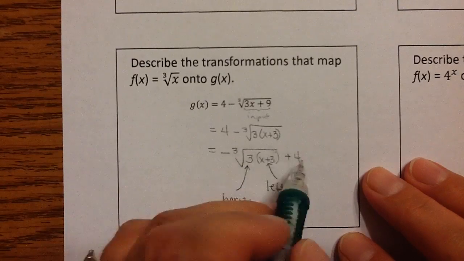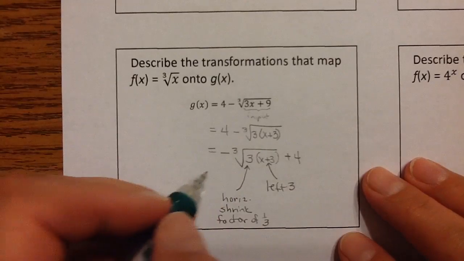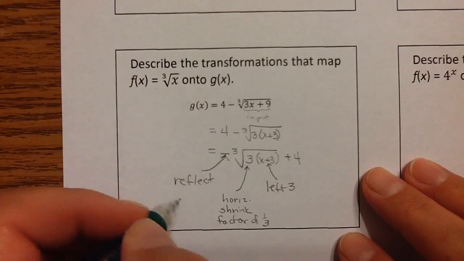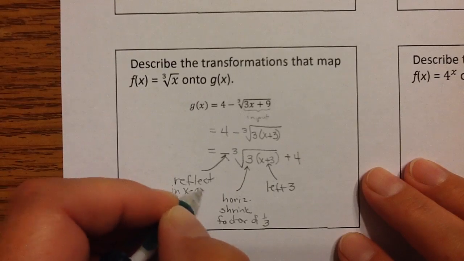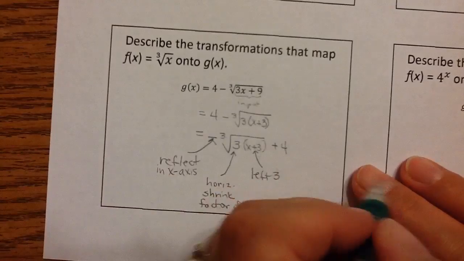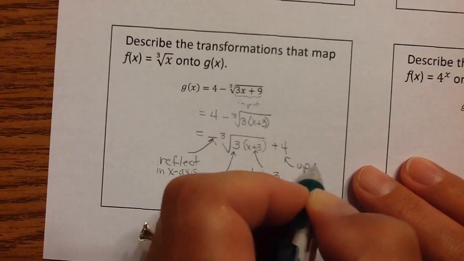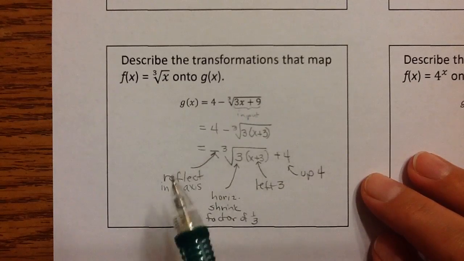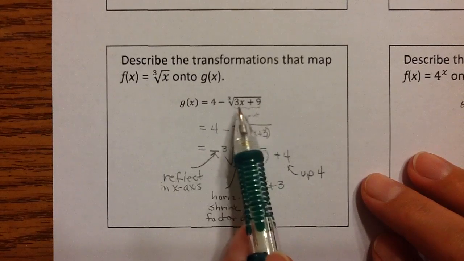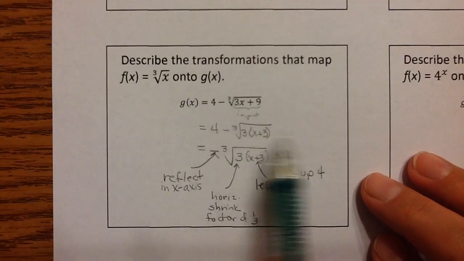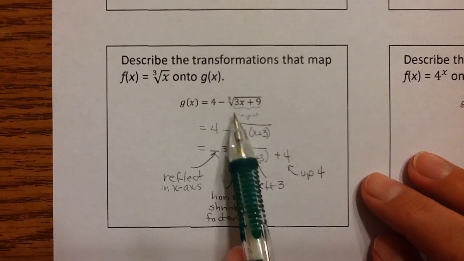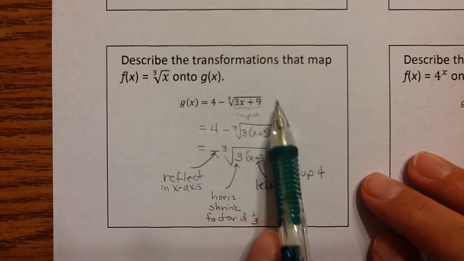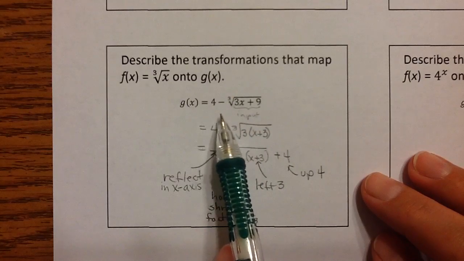Everything else is outside the grouping symbols, so it's going to affect the y coordinates. This negative is going to reflect things in the y direction, up and down, which uses the x-axis as a mirror, while the plus 4 at the end moves the entire graph up 4. Once you learn the set of rules for what transformations are where in the equation, it doesn't really matter what kind of equation you deal with. As long as you can find your grouping symbols, you can separate out your horizontal changes, and anything else outside is going to yield vertical changes.